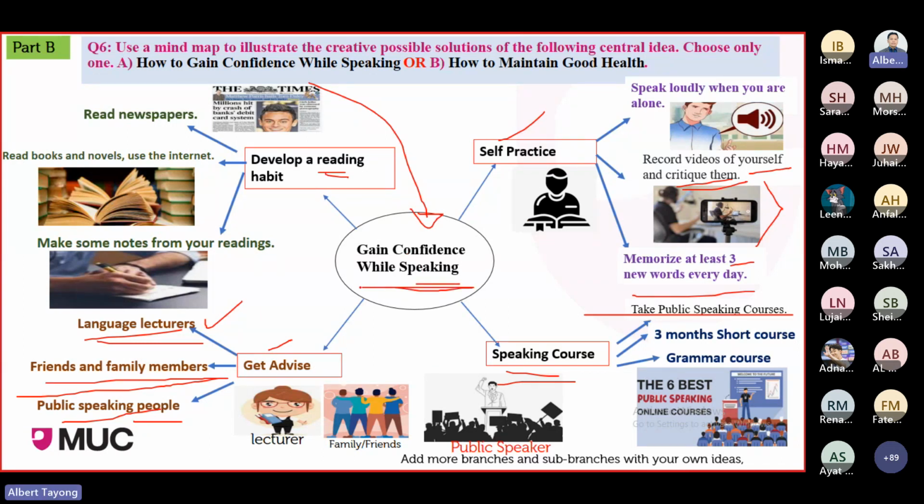One of the ways, of course, is to master your subject. You have to be ready before coming to the presentation hall, for example. You have to be ready with your topic. You have to read about it. You have to memorize some phrases, for example. You have to know every bit of your topic, of your subject. Only then will you become confident while speaking.